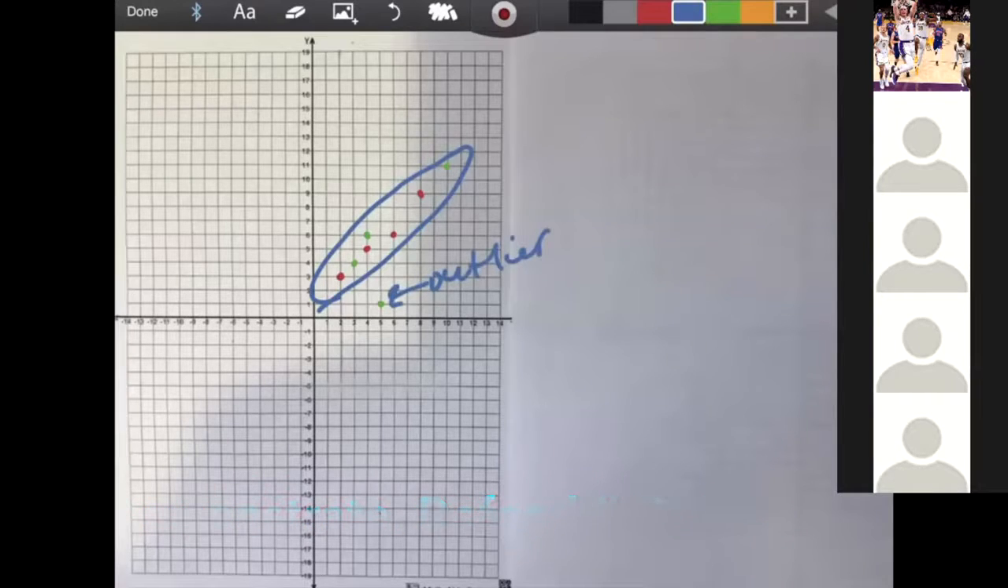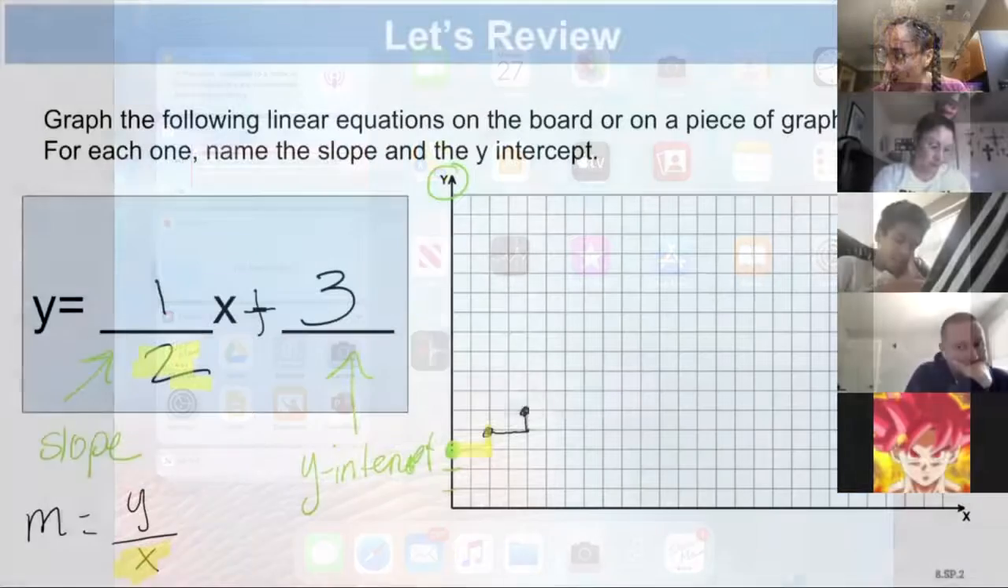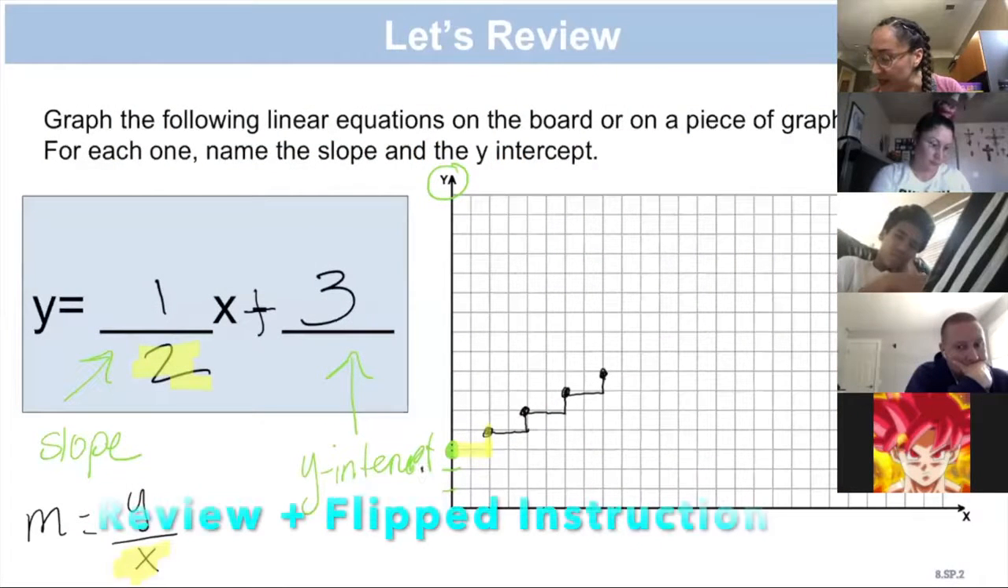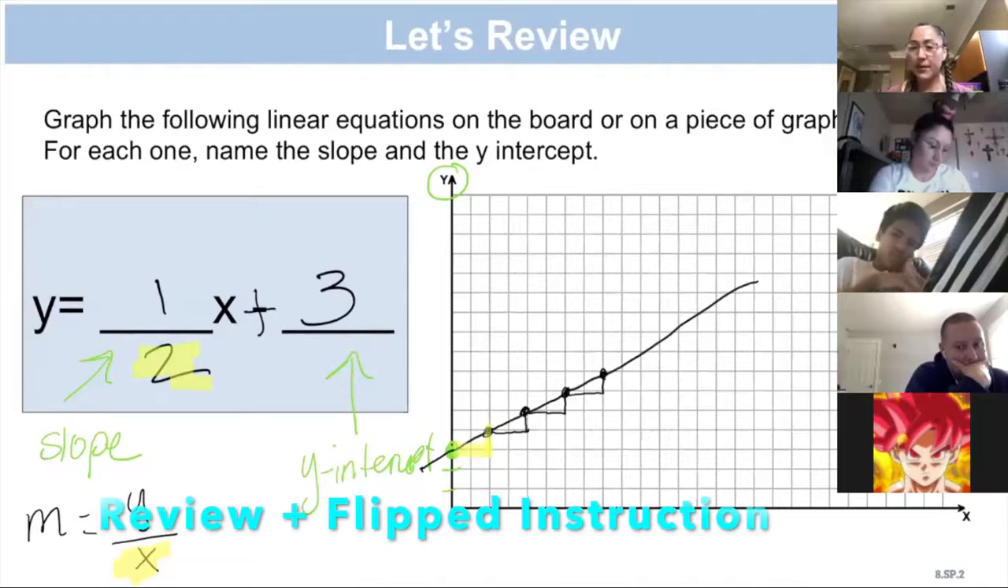Okay, so the correct answer should have been (5,1), and then rise, there's my next point. Run, and then rise, there's my next point. So my line's going to look something like that by the time I'm done, right? Okay, so that's just review.